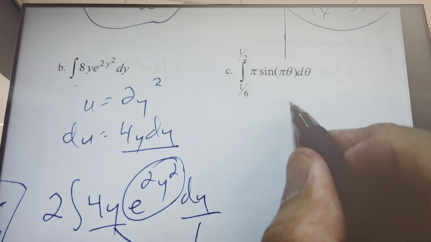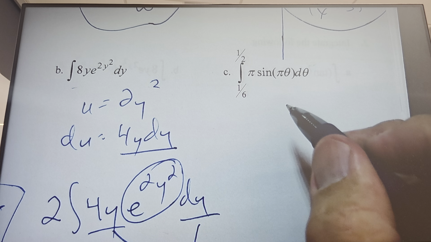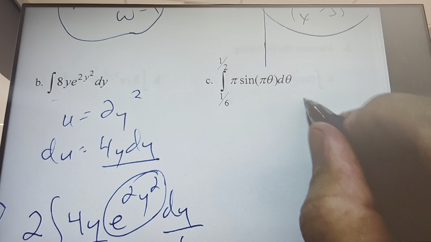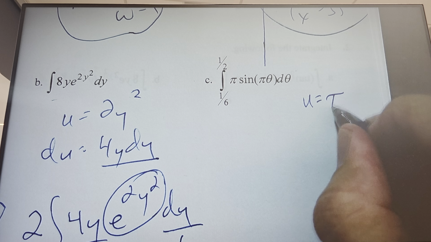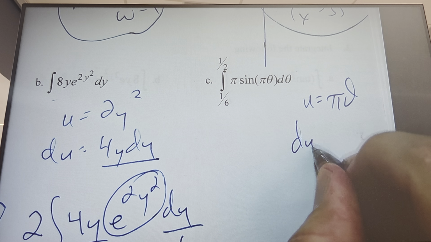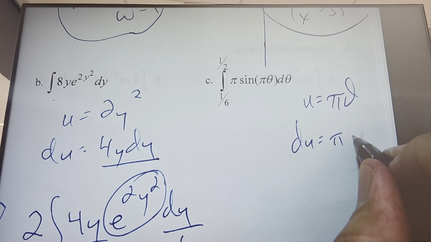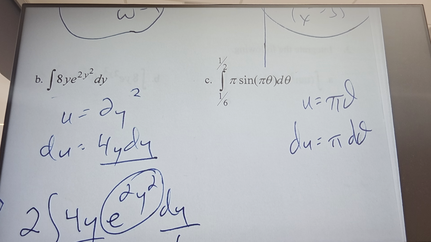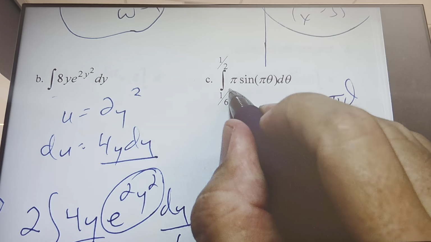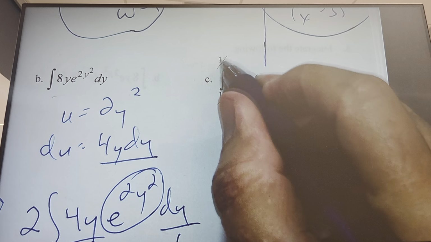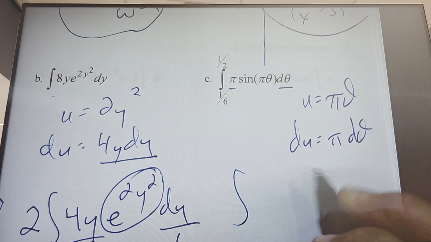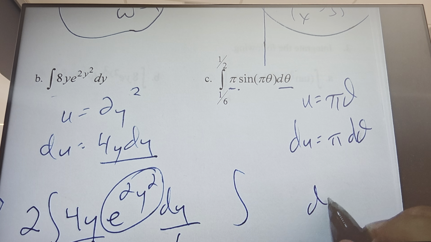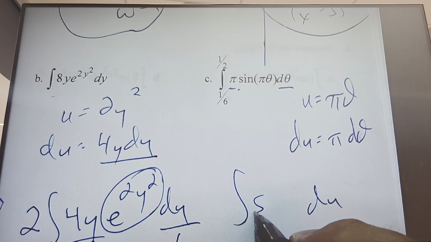Did anyone do this problem? What was your first step? U-sub. What'd you let u equal? Pi theta. Good. And then what's du? Pi d theta. Okay. Not a bad idea. Can I see pi d theta in there? Kick ass! I don't have to balance anything. I've got pi d theta already. I'm going to leave these blank for a second. So that becomes du. This will be sine of u.